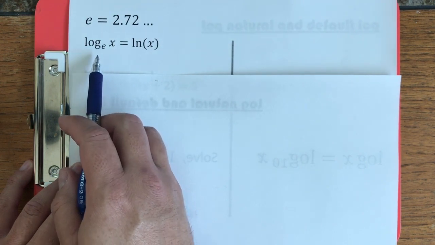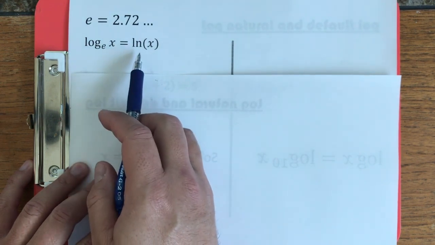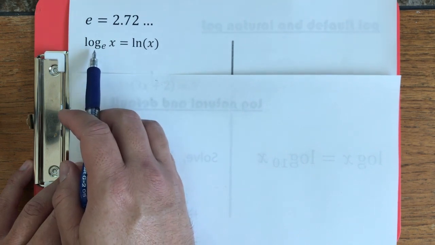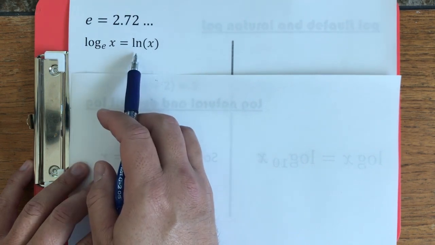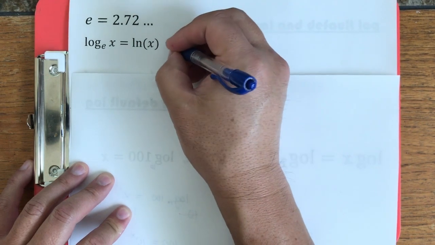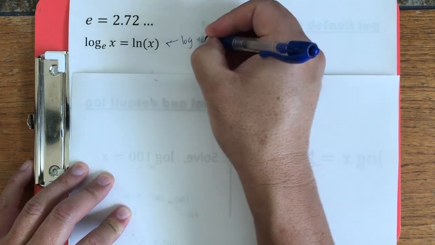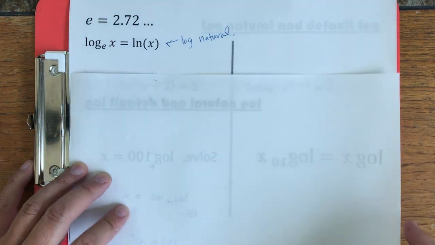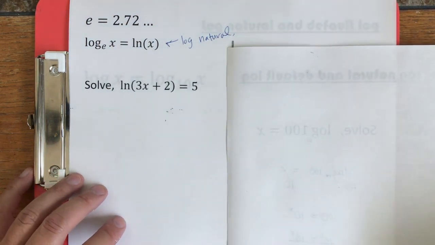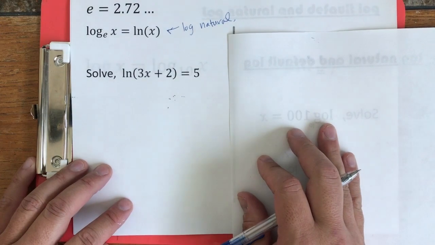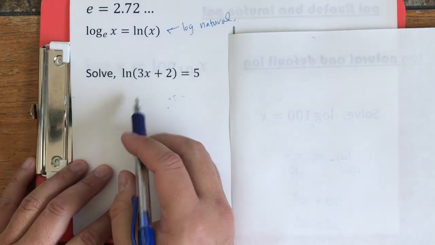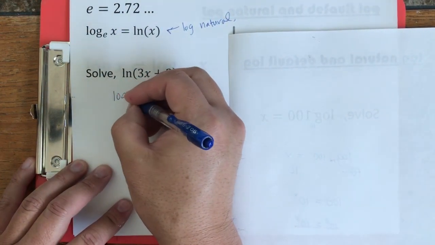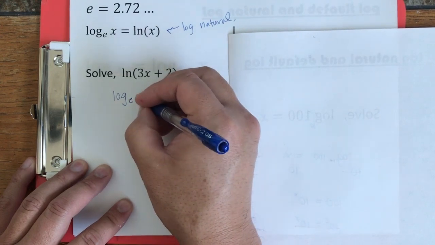And because of that, we've decided to name log base e as ln. We call this log natural. So there's two kinds of problems I can give you. One, I can give you log natural and say solve for x. So remember that log natural is the same thing as log base e.